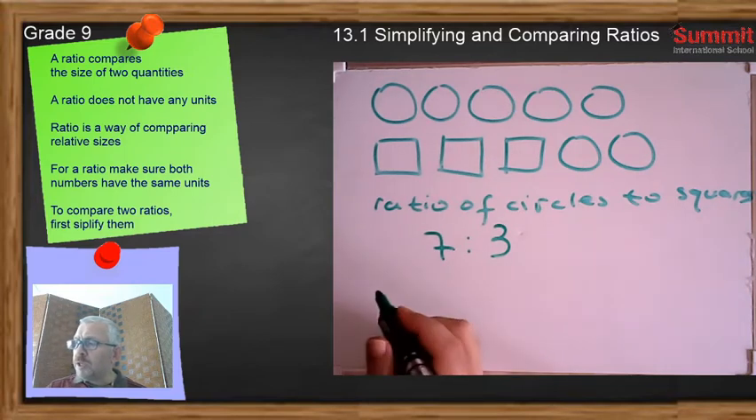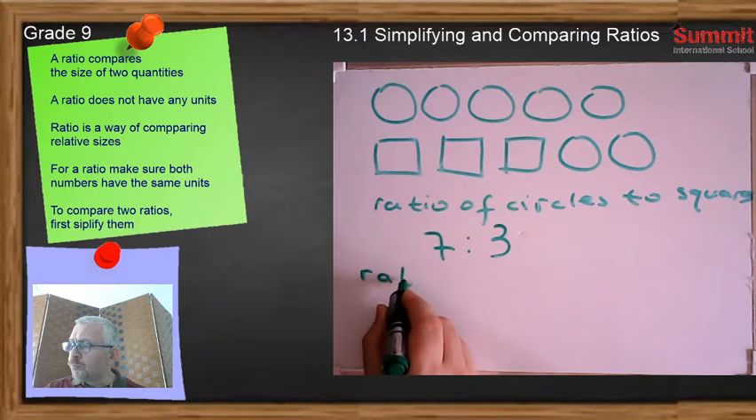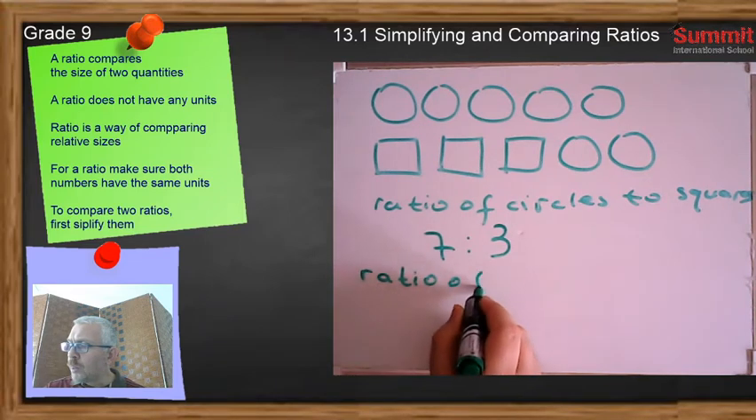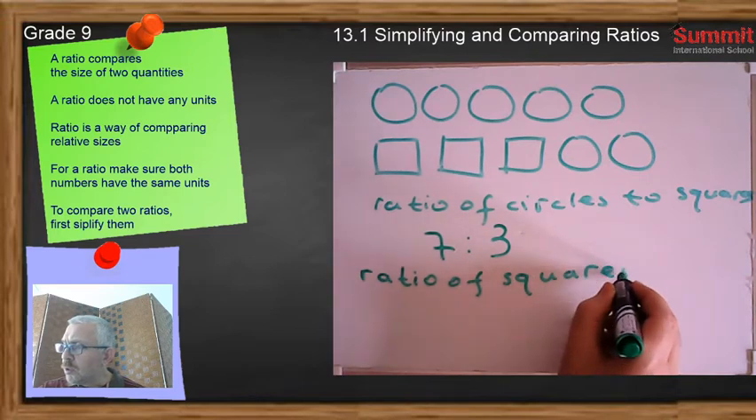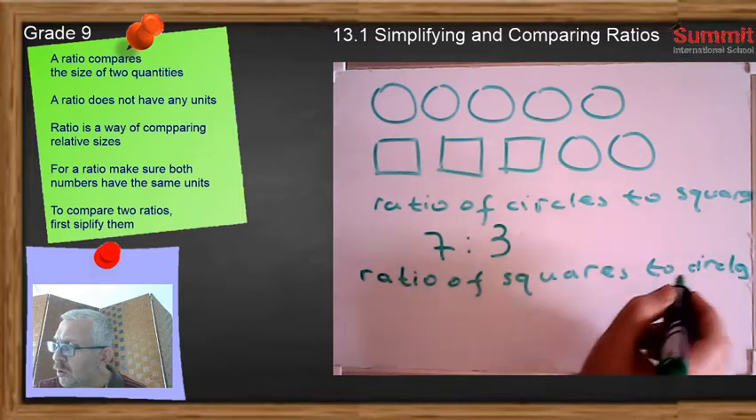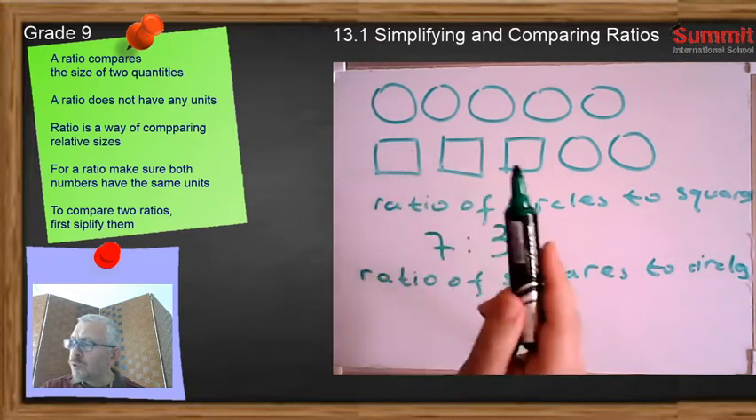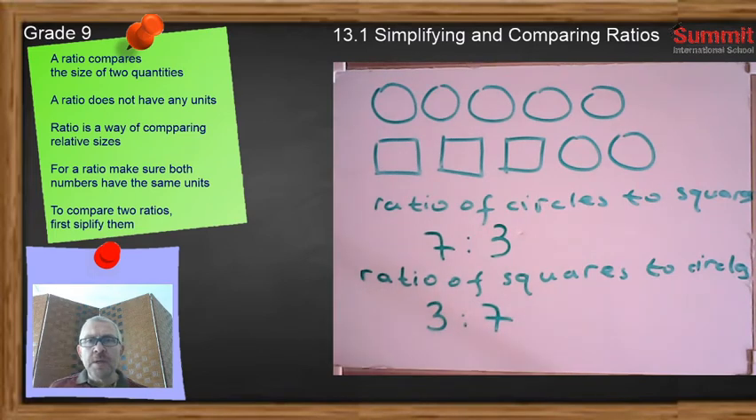Now we can write this ratio inversely. Ratio of squares to circles, it will be how many squares we have? 1, 2, 3 squares we have, and 3 to 7 it will be.